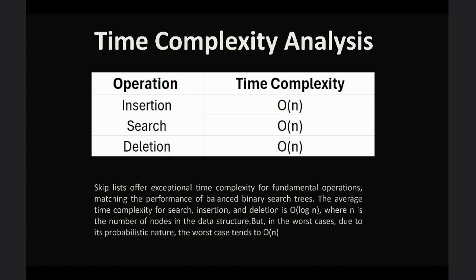Skip lists are really fast for basic operations like searching, adding, and removing items. On average, these operations are as fast as O(log n), where n is the number of items in the list. But sometimes, in the worst case, it might take as long as O(n) because of how the skip list works.